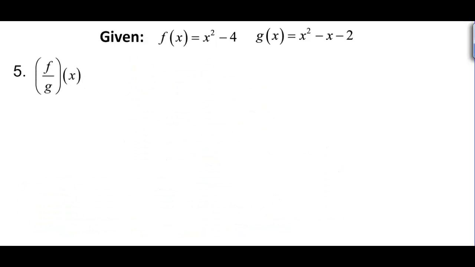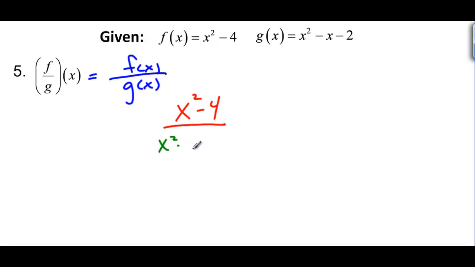Okay. And let's do one more operation. F divided by g of x. Again, all this means is I'm going to take the f function and divide it by the g function. So go up, take the f function, x squared minus 4. We're going to divide it by the g function, which happens to be x squared minus x minus 2.